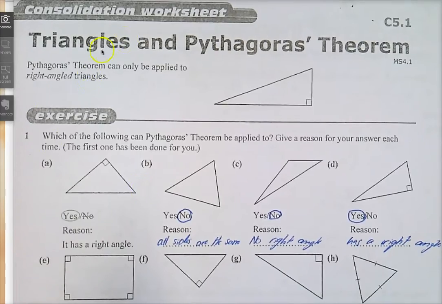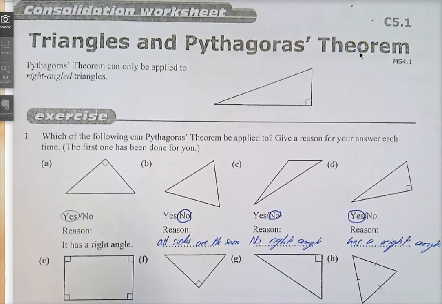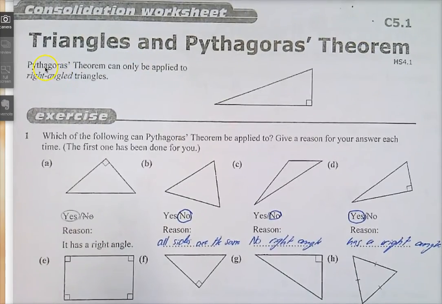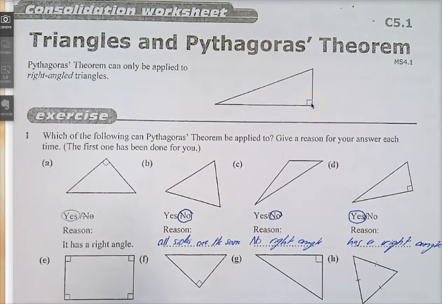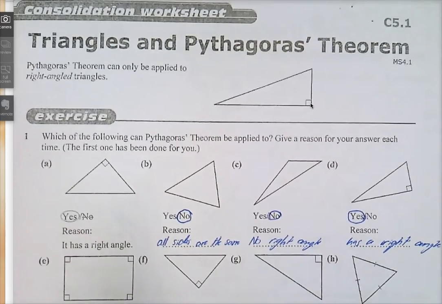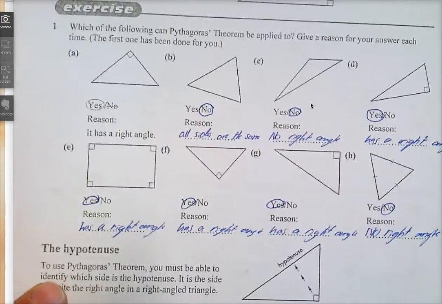Last lesson, we looked at our introduction to Pythagoras' theorem. This is the sheet that we did. It says that Pythagoras' theorem can only be applied to right-angled triangles. So Pythagoras' theorem will only work for right-angled triangles. And then you learnt about a particular side which was opposite the right angle. Do you know what it's called? Anyone?